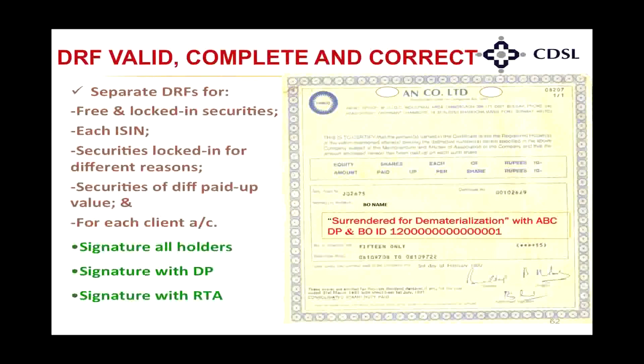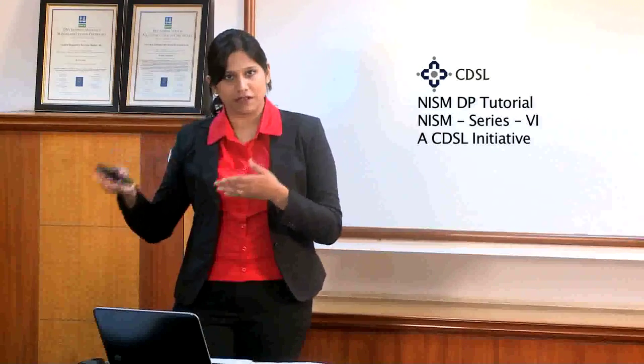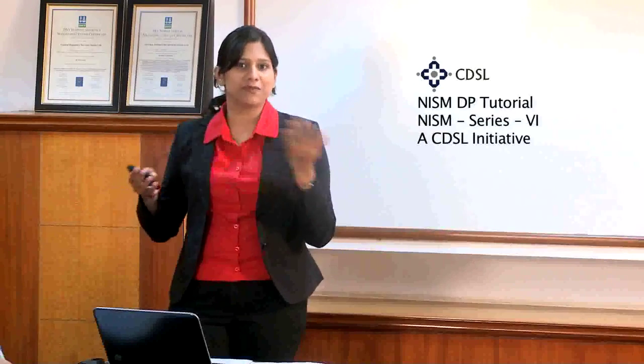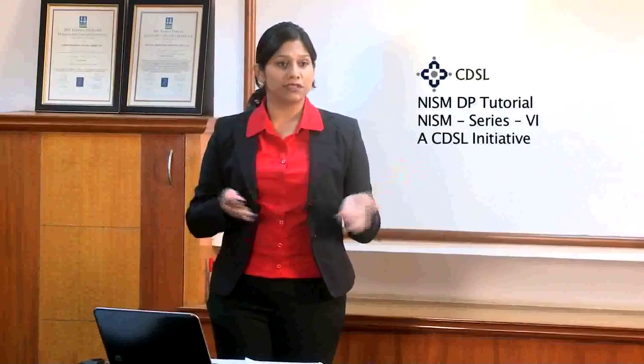In addition to that, if the securities have different paid up value, and every client will have a different certificate, right? Also, every ISIN will have a different DRF. Again, you have to make sure that signatures of all the holders on the certificate and on the DMAT account have been put on the DRF. You have to check the certificate signature twice, because sometimes if the certificate is old, then the signature may vary. So you have to put the signature of both the old as well as the one on the DMAT account. This is the flow for the DMAT option.